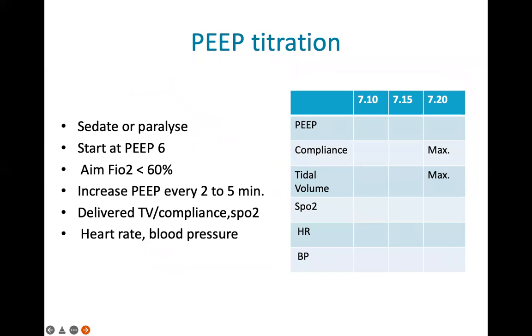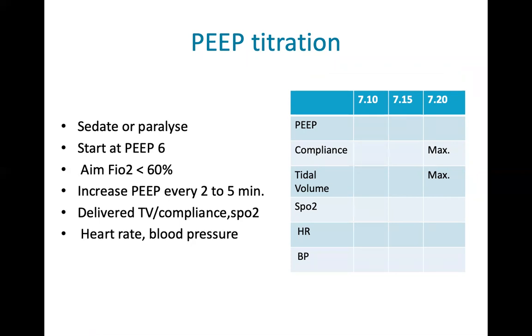First and foremost, the baby should not be struggling on the ventilator. Give a bolus dose of a sedative or a paralytic, because if the patient is breathing, then the compliance will keep on shifting. You will not know exactly what compliance is being delivered. So it's important that the patient is in sync with the ventilator. Then you can start with a PEEP at 6. Some would say a PEEP at 7.